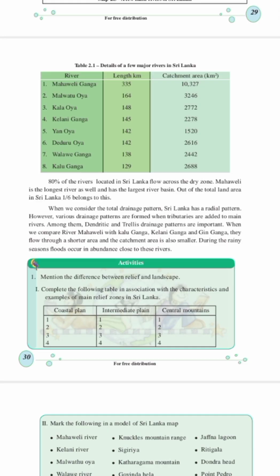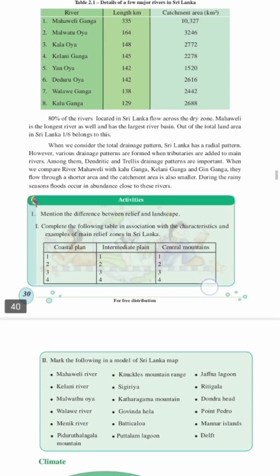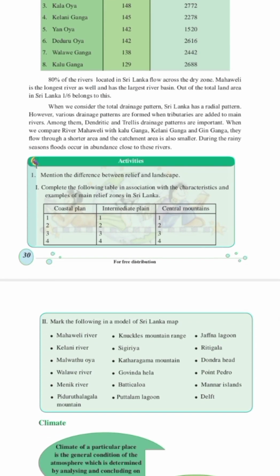When we compare the river Mahaweli with Kalu Ganga, Kelani, and Gin Ganga, they flow through a short area. Okay, Kalu, Kelani, Gin Ganga flow through a shorter area, and the catchment area also is smaller. During the rainy season, floods occur in abundance close to these rivers. Nowadays also people who are living near the Kalu, especially Kelani and Gin Ganga, are facing a big problem because of the floods.